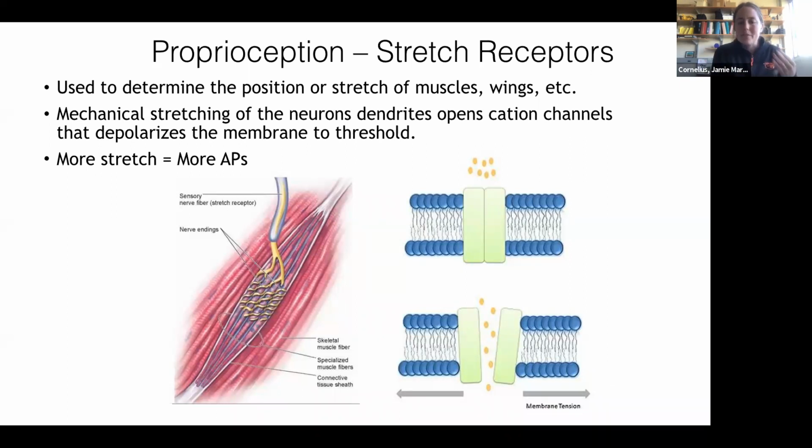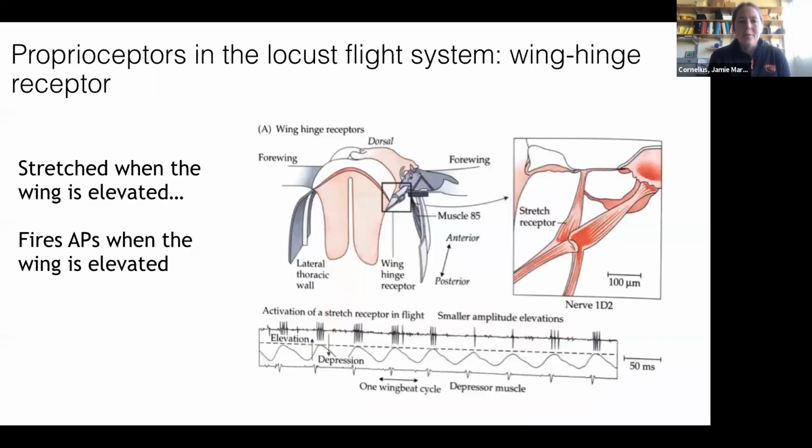And the brain can then perceive this as whatever it's attached to is in its kind of longest position or shortest position. So if we look in the locust system, we're going to talk about 3 different proprioceptors. And one of those is the wing hinge receptor.